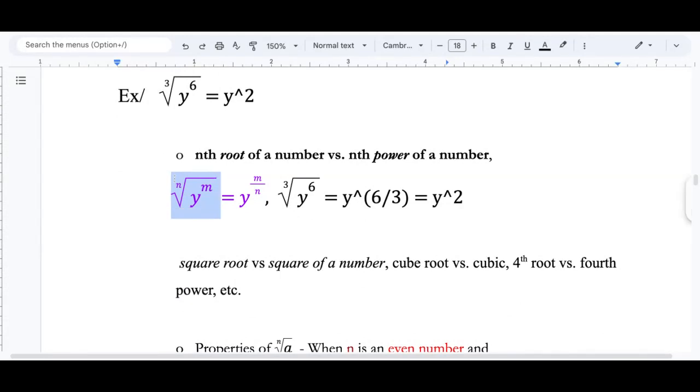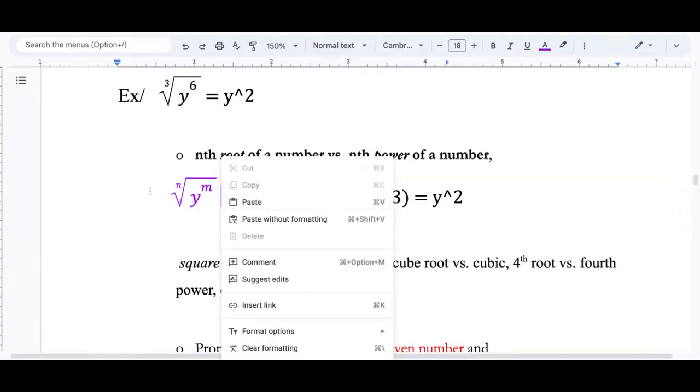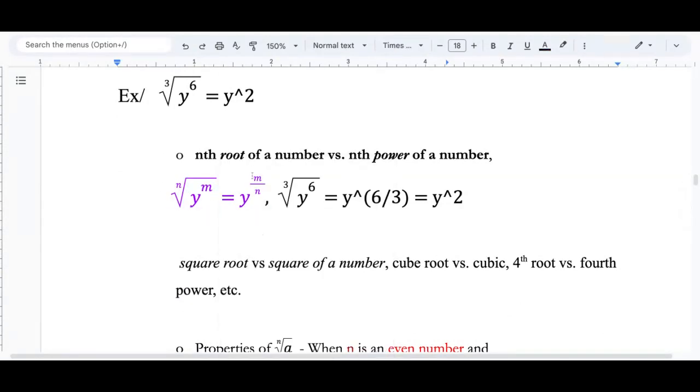So the nth root of y raised to m, we write as y raised to m divided by n. The power is the numerator, the index is the denominator. So if we have the cubic root of y to the 6th power, we get y to the power 6 divided by 3, which is y squared.